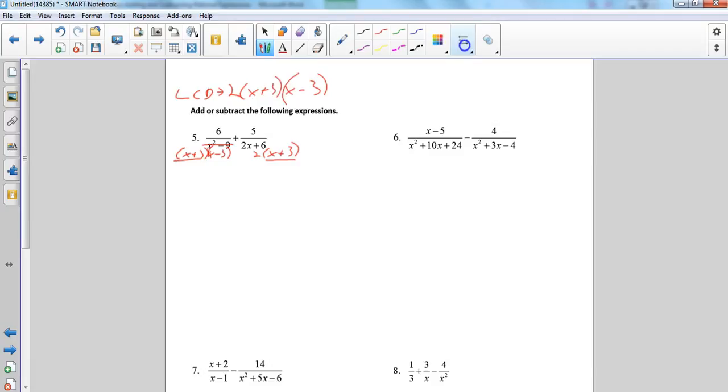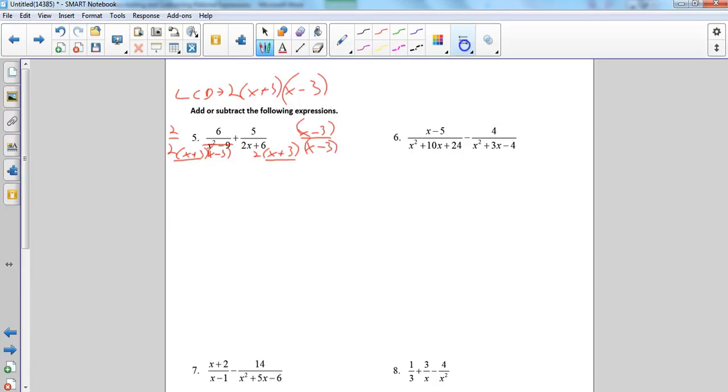So what you do is you look and say, hey, the left fraction, what's missing? Well, I have x plus 3 and x minus 3. I just need a 2. So I'm going to multiply by 2 over 2. The right one is missing an x minus 3. So that's what I'm going to multiply by, top and bottom, because that is 1. I'm not really changing anything, just the looks of it.